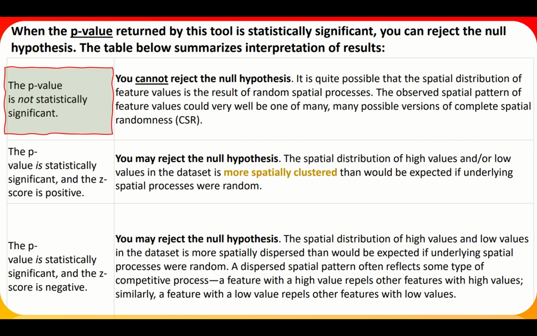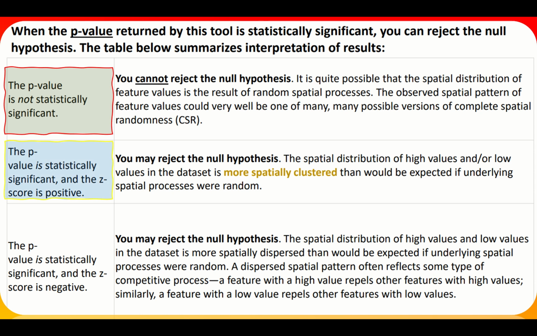So how do we interpret the output from a Moran's I? Again, we're looking at the z value and the p-value. If we get a p-value that is not statistically significant, a relatively high p-value, say over an alpha level of 0.05, we're not going to reject the null hypothesis. We're going to stay with the null hypothesis that our data is randomly distributed.